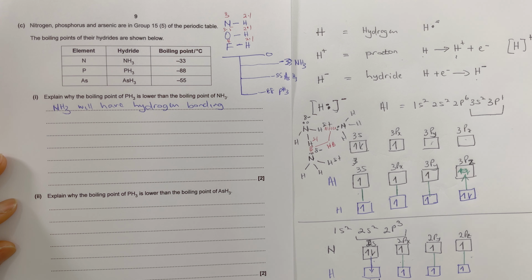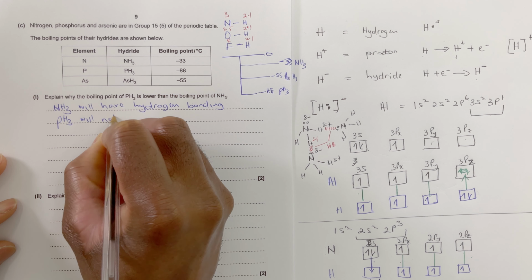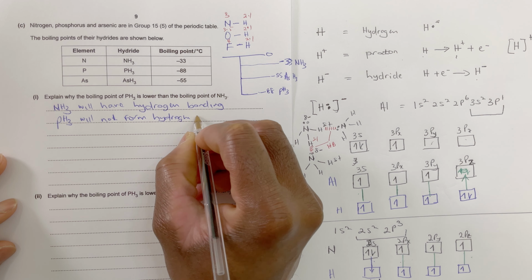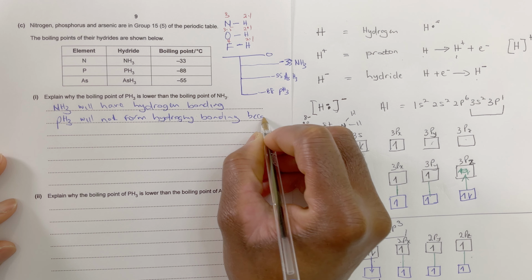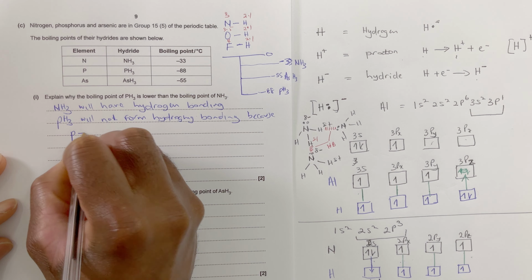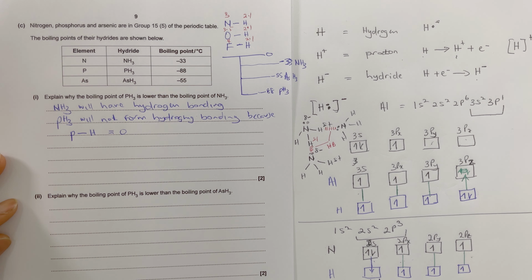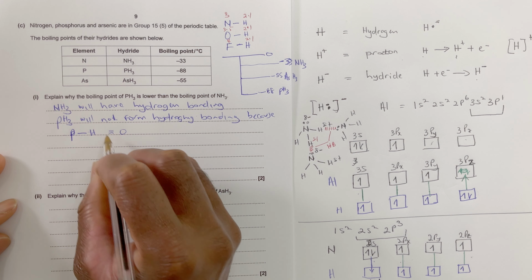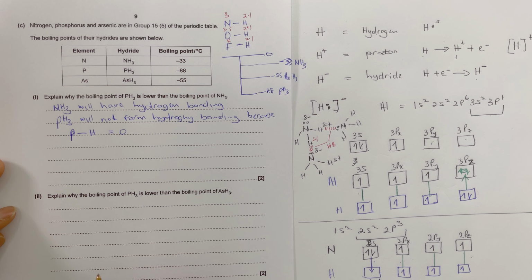But PH3 will not form hydrogen bonding because the electronegativity difference in the P–H bond is roughly 0. The electronegativity between the two of them is very, very small. So hence it could not form hydrogen bonding.